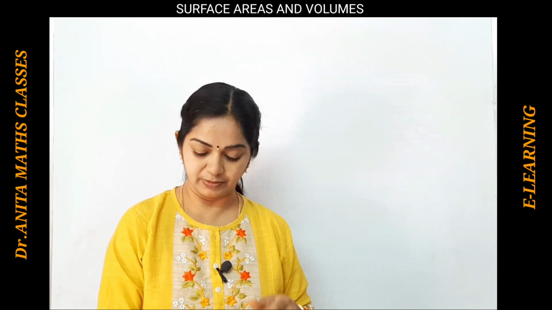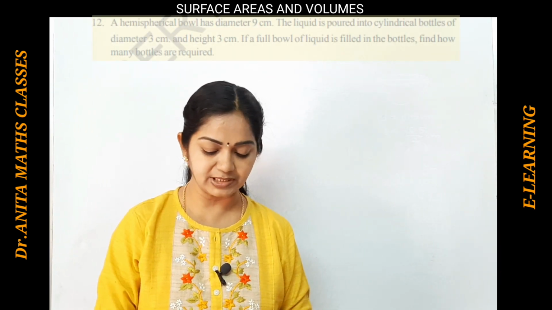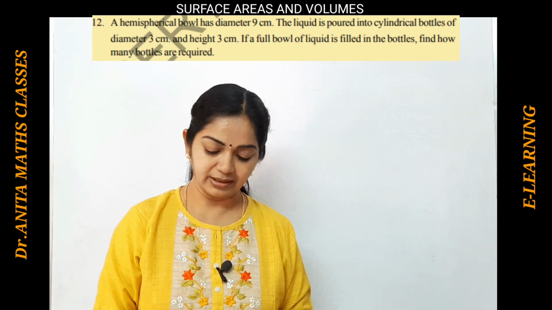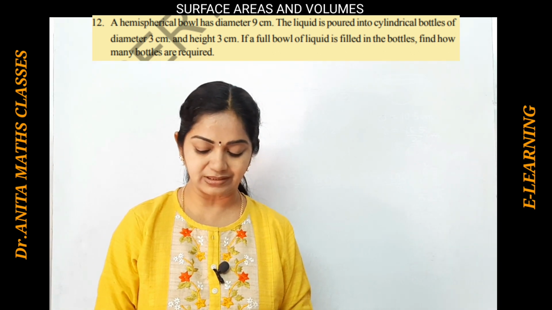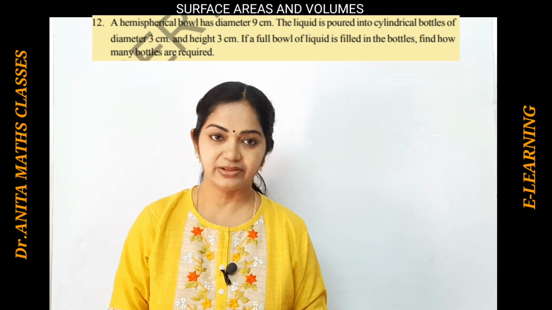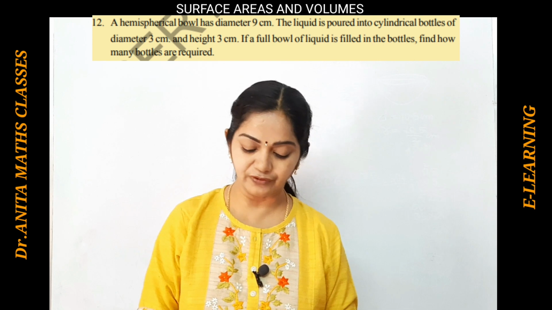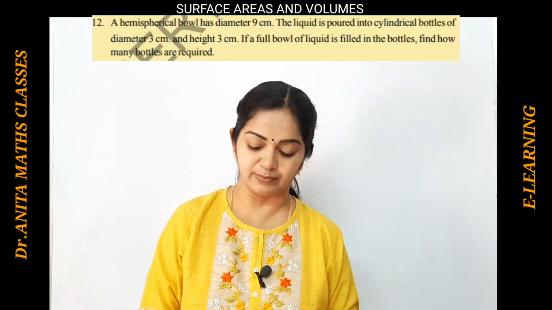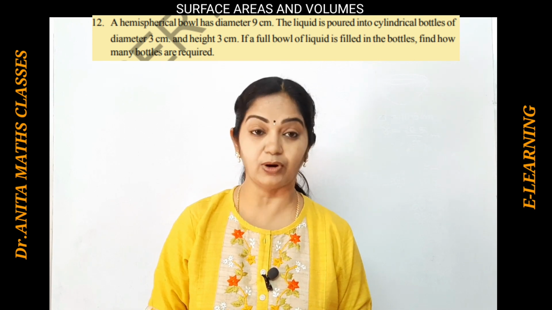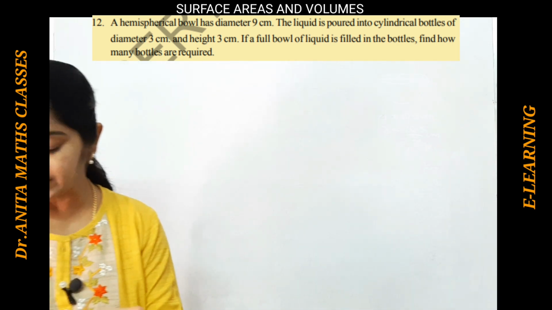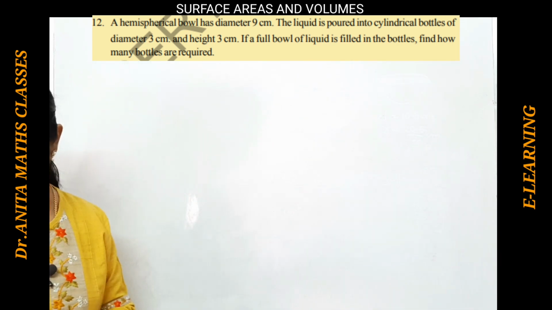Now the last problem of this exercise, the 12th one: a hemispherical bowl has diameter 9 centimeters. The liquid is poured into cylindrical bottles of diameter 3 centimeters and height 3 centimeters. If a full bowl of liquid is filled in the bottles, find how many bottles are required. Here a hemispherical bowl has diameter this much.